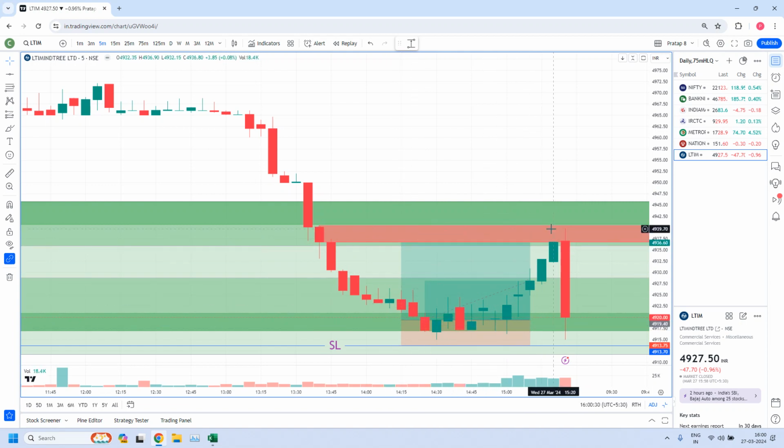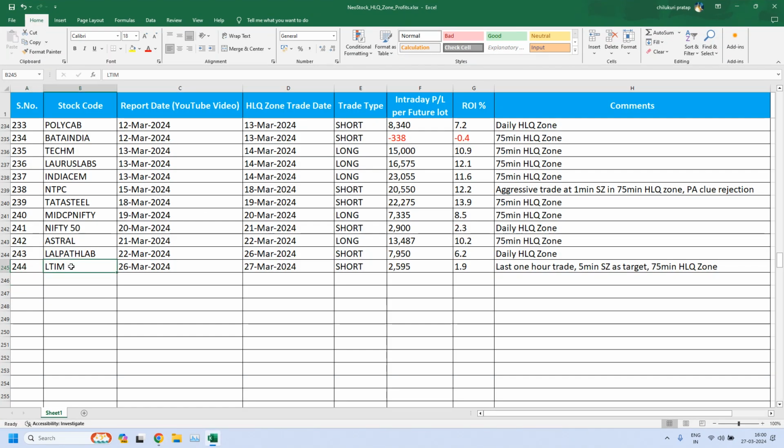Finally, it is a successful trade during the intraday, but as per the futures. See how much profit it has given. Sorry, mistake. This is a long trade. So 2,595 rupees profit it has given, which is 1.9% ROA as per one futures lot.